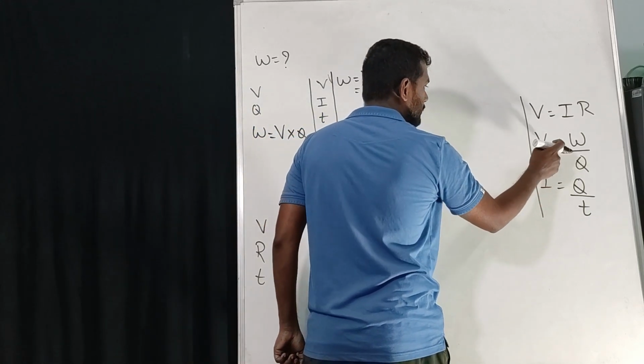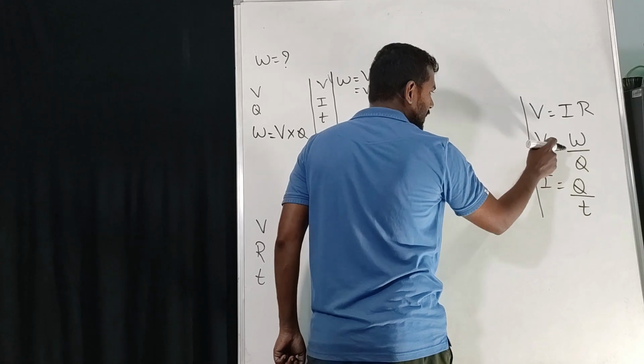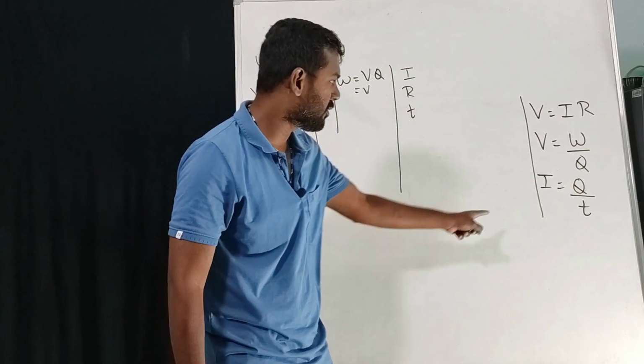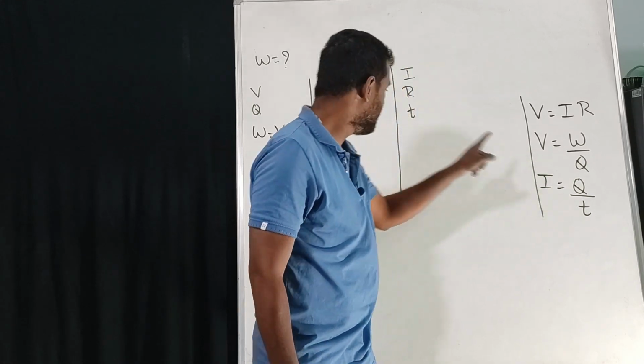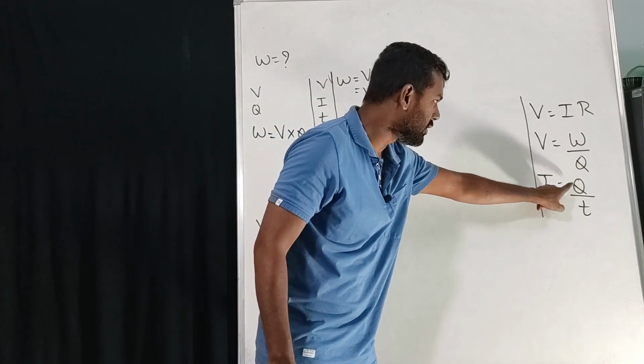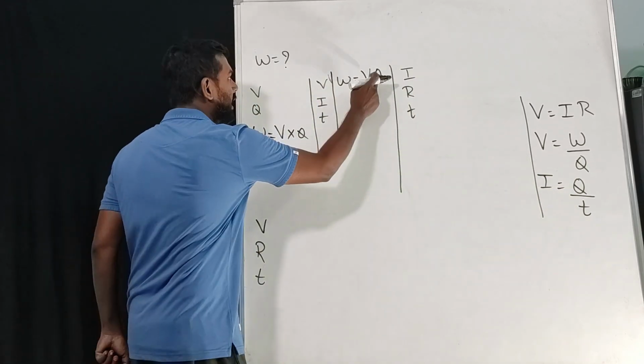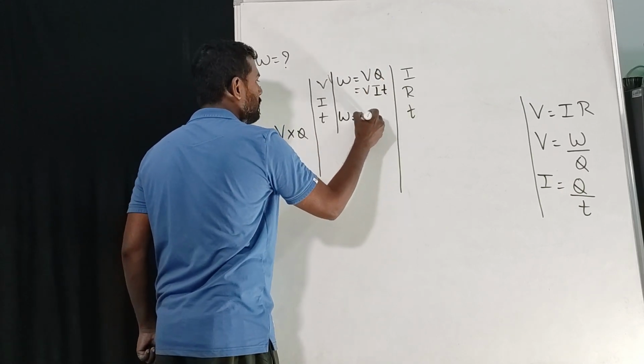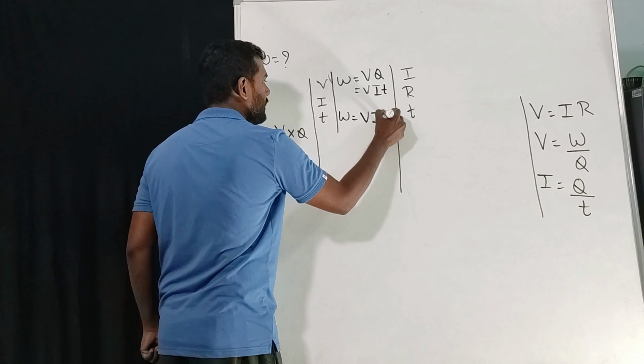Here we have to find the work done. We cannot use this formula. Here we can use Q, correct? I and T are given in this question. How to find Q? Q is equal to I into T. So instead of writing Q, you write I into T. So work done will be equal to V I T.